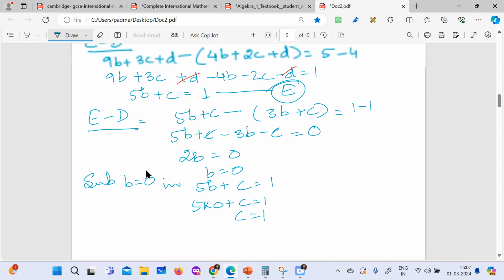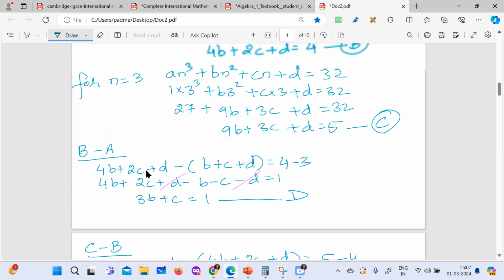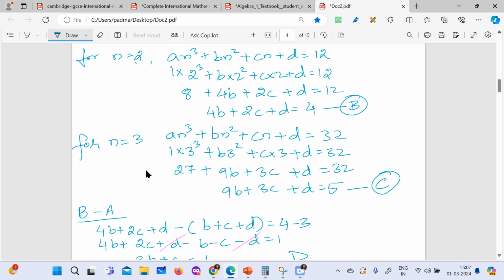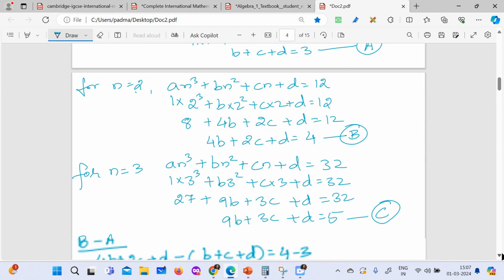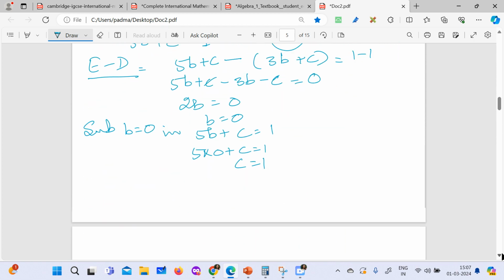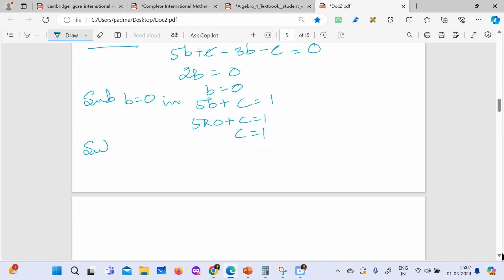Now we have to find the value of d. So we will choose one equation where we also have d. In b we have b, c, d, and in a also we have, and in c also we have. Yeah, b plus c plus d is equal to 3. We will go with this. So substitute b is equal to 0, c is equal to 1 in b plus c plus d is equal to 3. So 0 plus 1 plus d is equal to 3. Hence you have d is equal to 3 minus 1, that is 2.